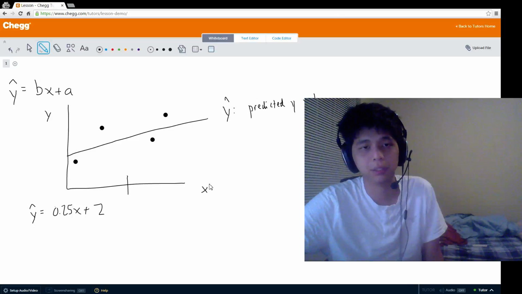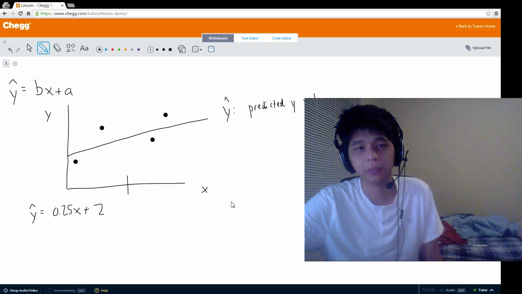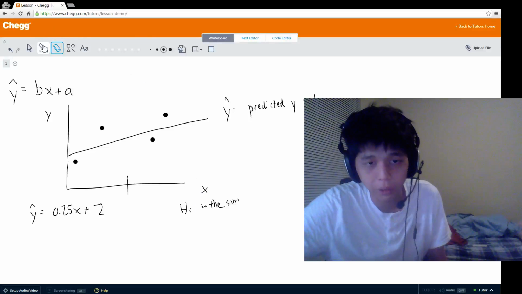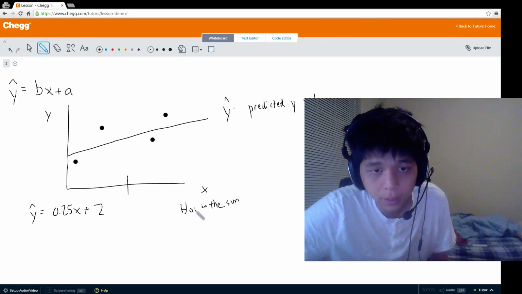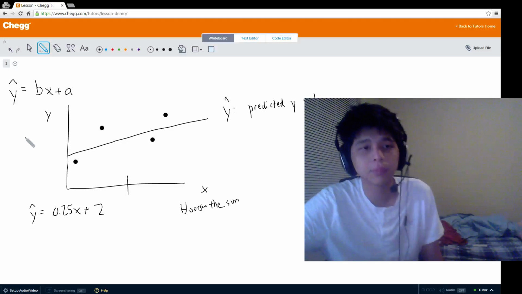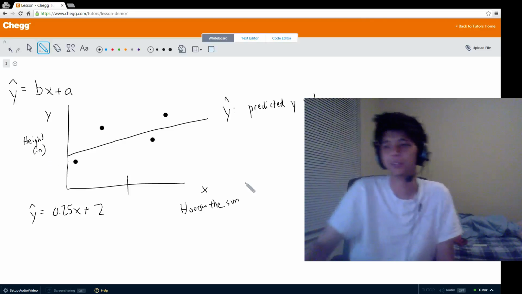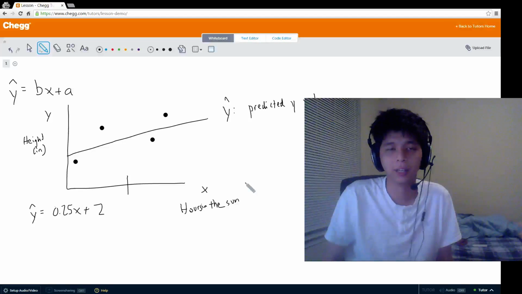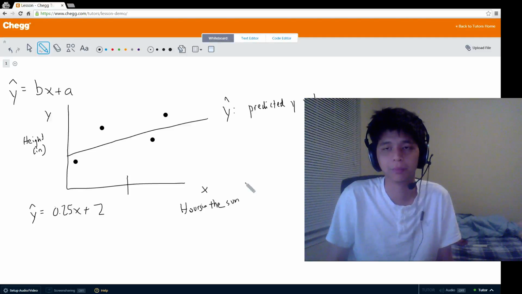So let's do a quick and easy example. Let's use our plot here. Let's say that our experiment is we're trying to determine the correlation between x, which is hours in the sun, and y, which is height in inches. Let's say that we have some potted plants, and we're doing a beginner's experiment of how varying the hours in the sun that you let it grow in affects the final height of your plant.